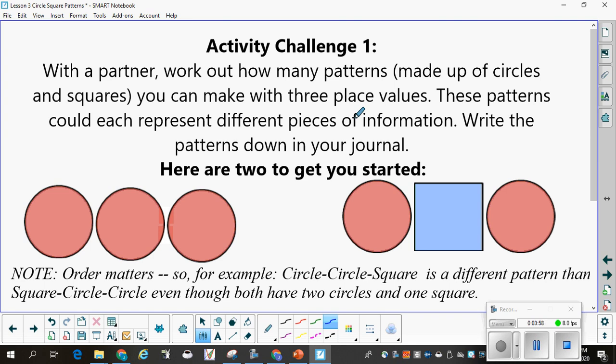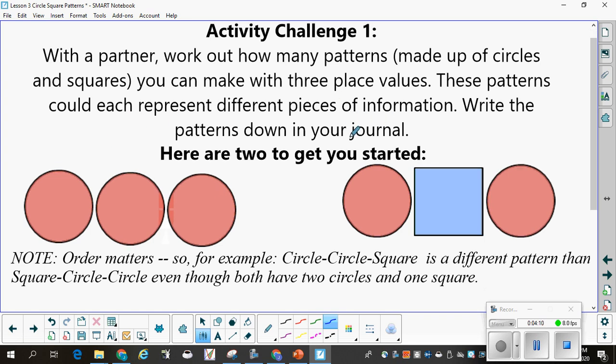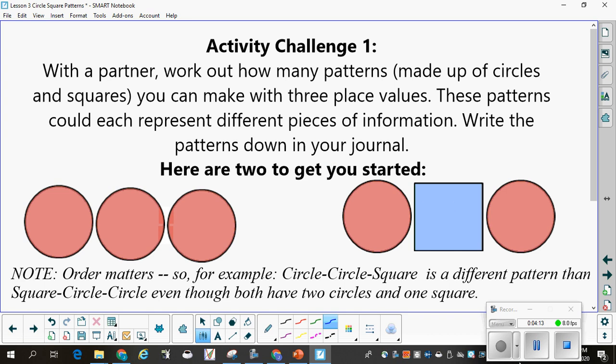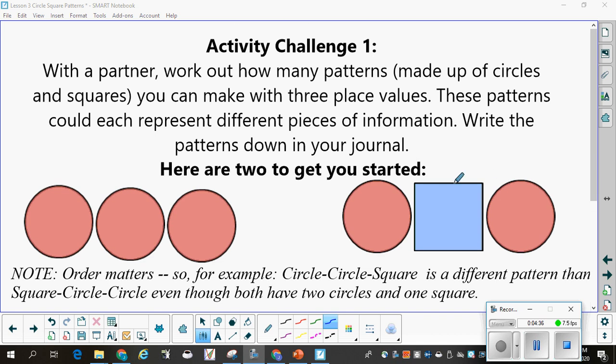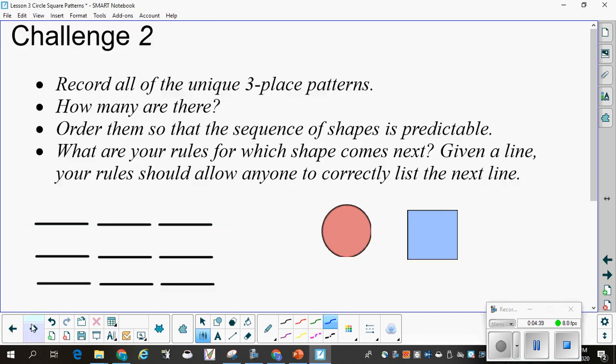So for example, and you don't have to color them in, they're colored in here just to make it more interesting, I have circle, circle, circle, circle, square, circle. Using just circles and squares, 3 places, how many can you do? I want you to note that order matters. So again, you may do this on your own or with a partner in a breakout room, and we'll see how the breakout rooms work or don't work with Zoom. Note that order matters. For example, circle, circle, square is different from square, circle, circle, even though they both have 2 circles and 1 square. So go ahead and get started on this challenge.